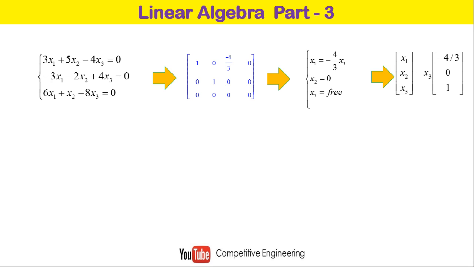X3 free means the solution is independent of x3, which means that whatever the value of x3, there will always exist a solution. You can choose any value. You can take x3 as 0, as 10, or as minus 10, because the value of x1 will change accordingly. So it is an x3 free variable. I hope you understand the concept.